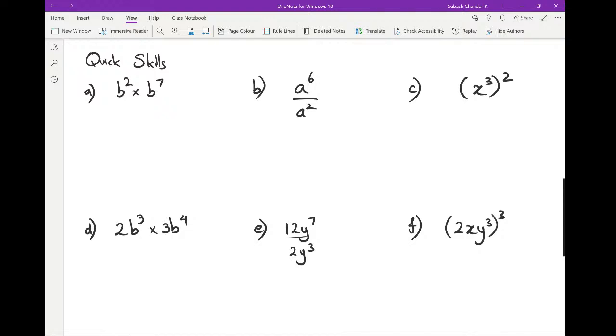Aspect, yeah, we will. This is just quick revision of the skills, man. So we'll be looking at some more challenging questions here.